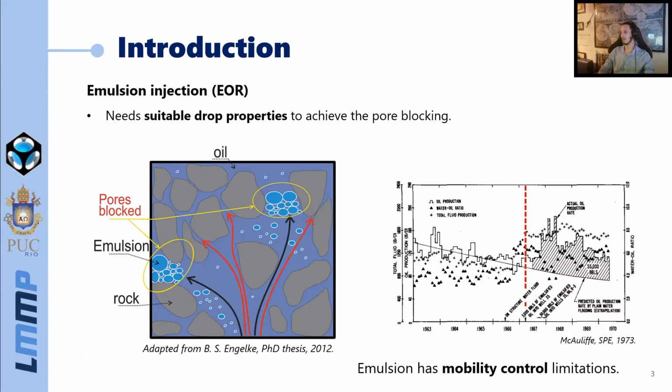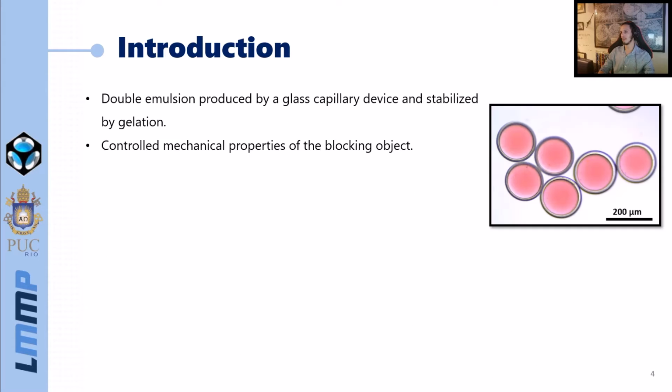When working with emulsion injection recovery, one of the difficulties is to control the mobility properties of the emulsion. Thus, injecting microcapsules could be an alternative to the emulsion injection. The microcapsules used in this work consist of a double emulsion produced using glass capillary devices. This type of microcapsules have controlled diameter and shell thickness.